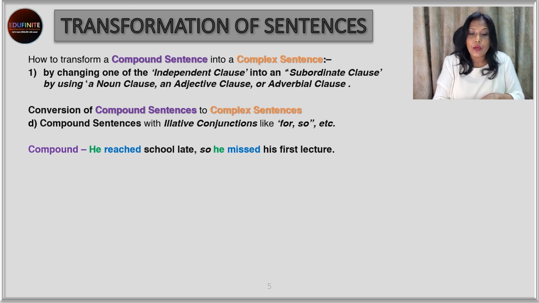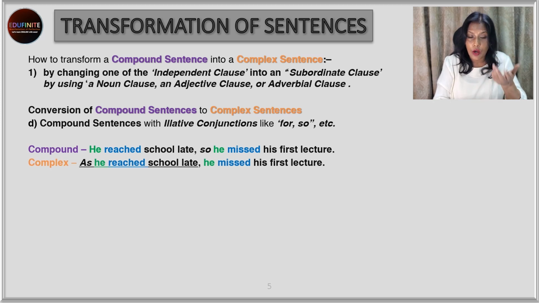He reached school late, so he missed his first lecture. Now, to turn it into complex, we use the subordinating conjunction as. As he reached school late, he missed his first lecture. As he reached his school late is a subordinate clause and he missed his first lecture is an independent clause. So this is a complex sentence.